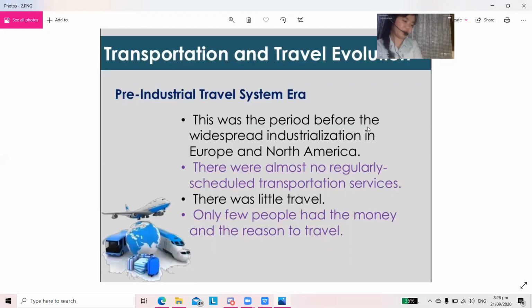You start first with the pre-industrial travel system era, before the industrial travel system. This was the period before the widespread industrialization in Europe and North America. There were almost no regularly scheduled transportation services. There was little travel because transportation before was not scheduled; you left when the vehicle was full. The roads were not well kept and not safe unlike the roads now, and only few people had the money and the reason to travel because people were not earning that much before.